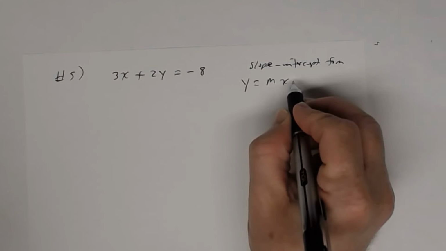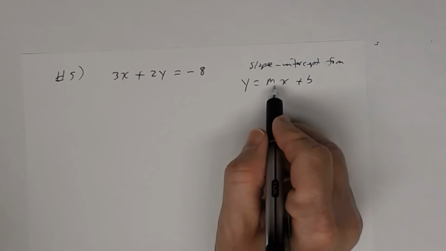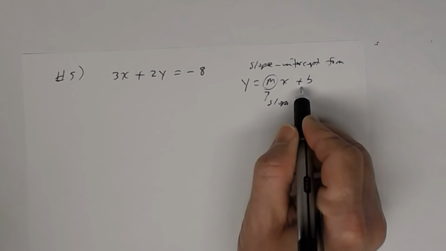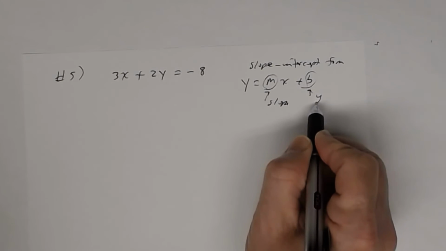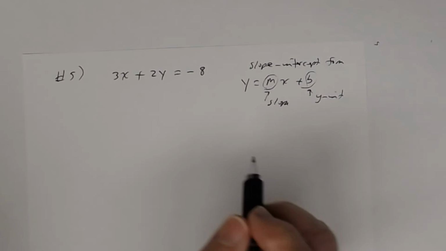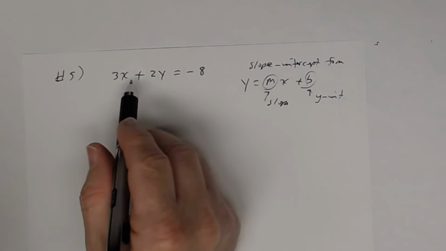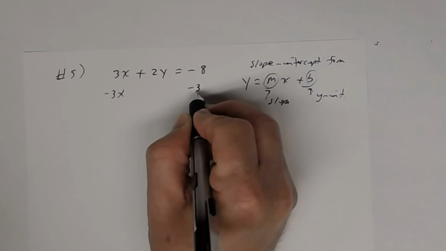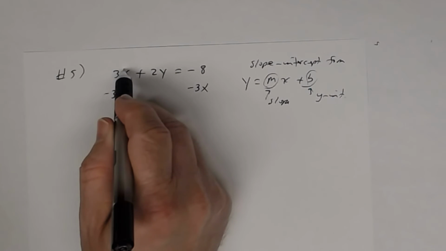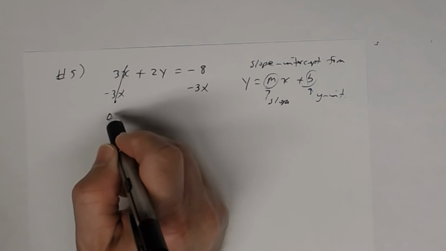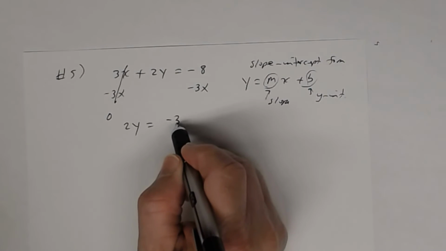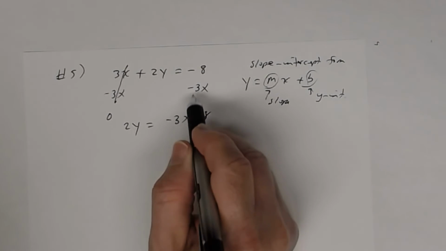So y equals mx plus b. And so the coefficient of x will be the slope, and then b is your y-intercept. Okay? And so let's go ahead and get y by itself. So let's get rid of this 3x and subtract 3x from both sides. And when I do that, 3x minus 3x is 0. 0 plus 2y is 2y, equal to negative 3x minus 8, right?